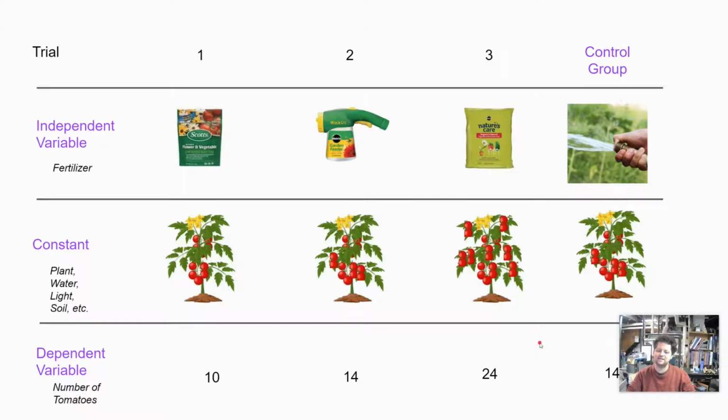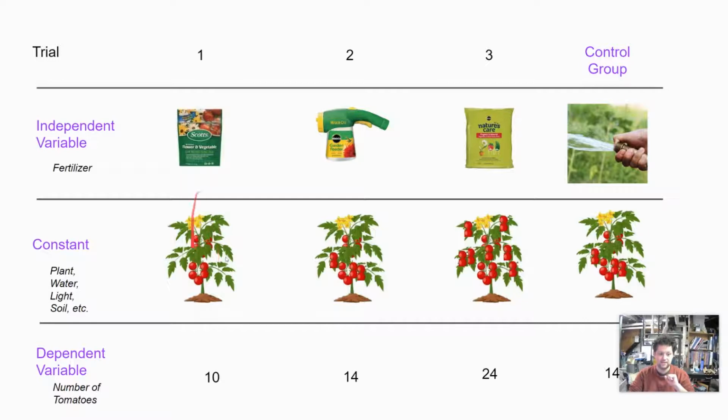I can assign these names. This fertilizer is the thing I'm changing in each one of my 4 trials here. That's my independent variable. It's the one thing that's changing between each one. The constants are all the other things.